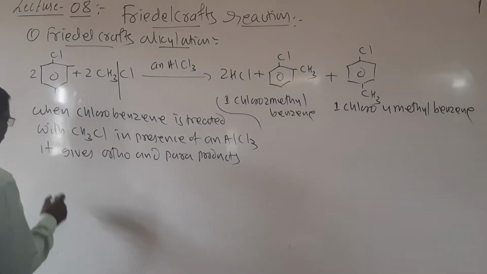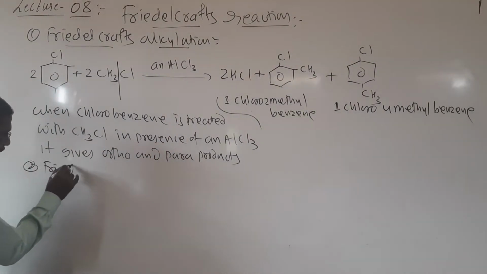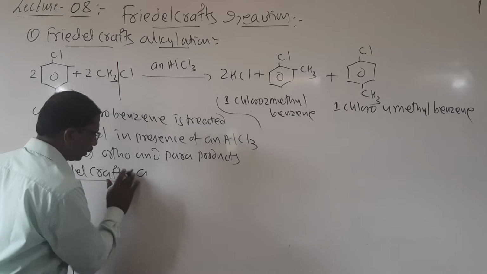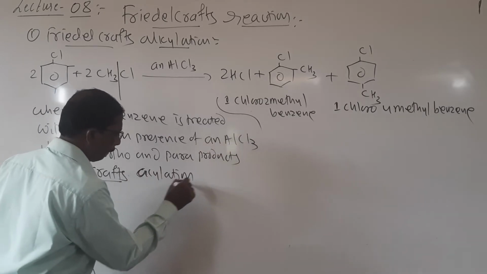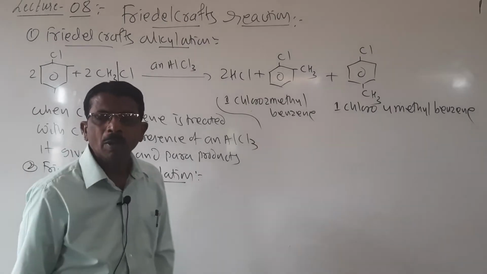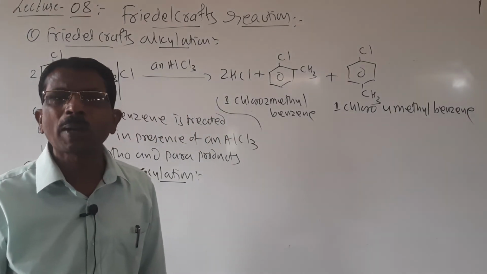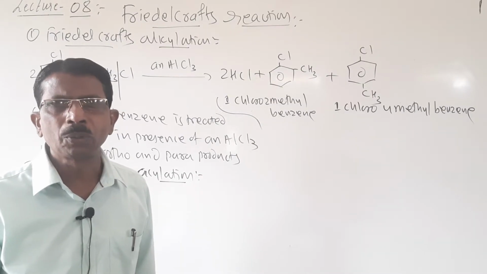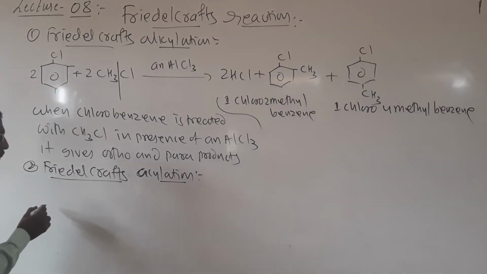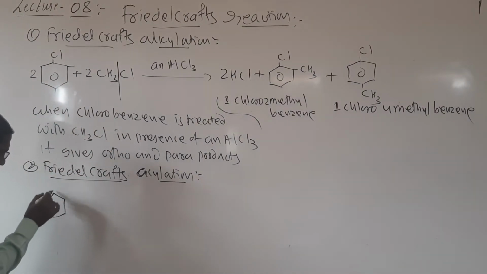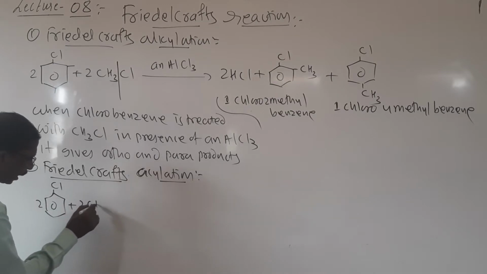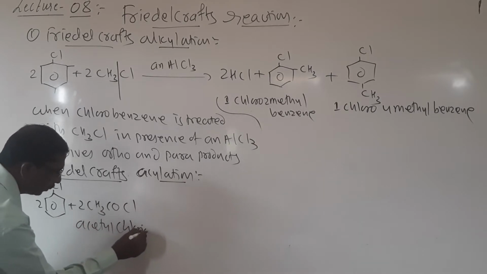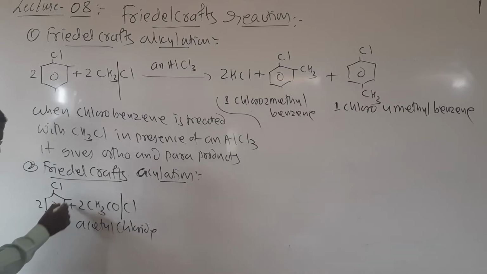Then students, here the second reaction, Friedel-Crafts acylation. Look here, when this chlorobenzene is treated with acetyl chloride in presence of anhydrous aluminum chloride, it again forms ortho and para derivative. So here I will show the reaction. Look here students, when this chlorobenzene is treated with acetyl chloride, it is called acetyl chloride, and here it divides into parts, at the ortho and para position.